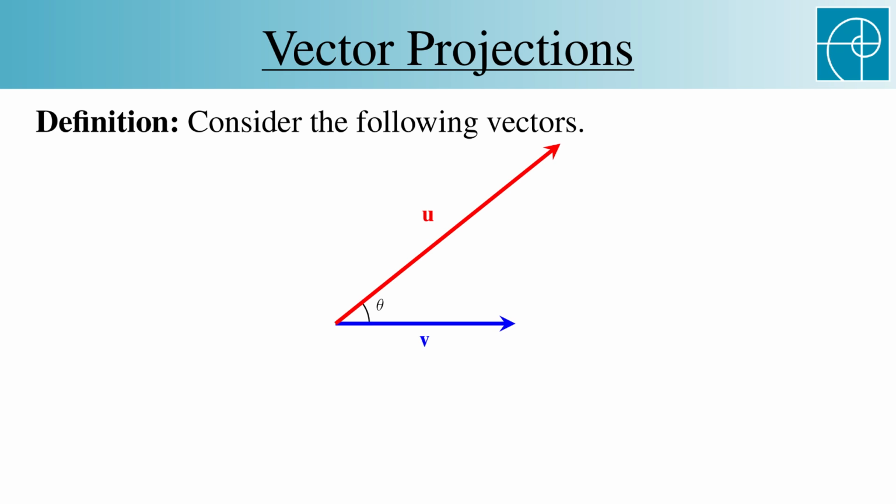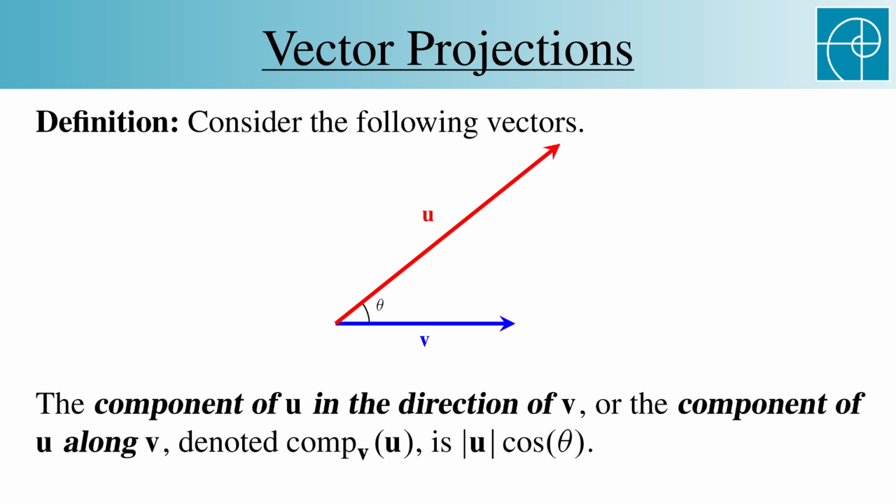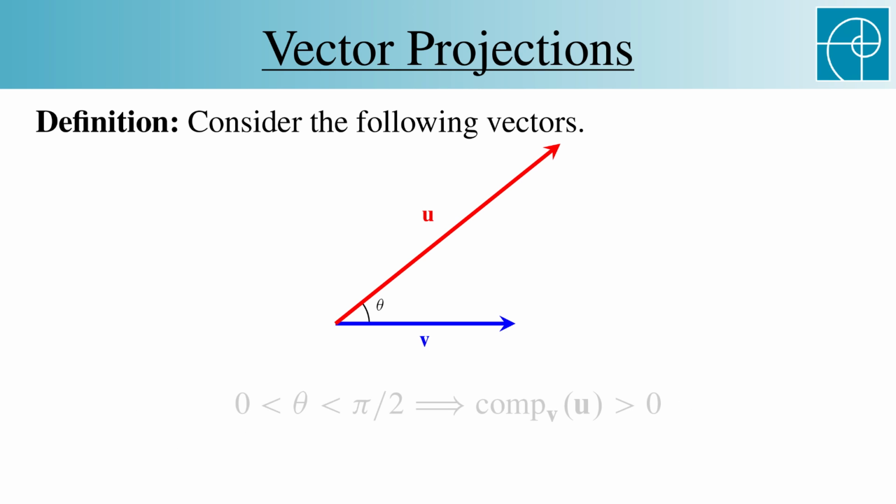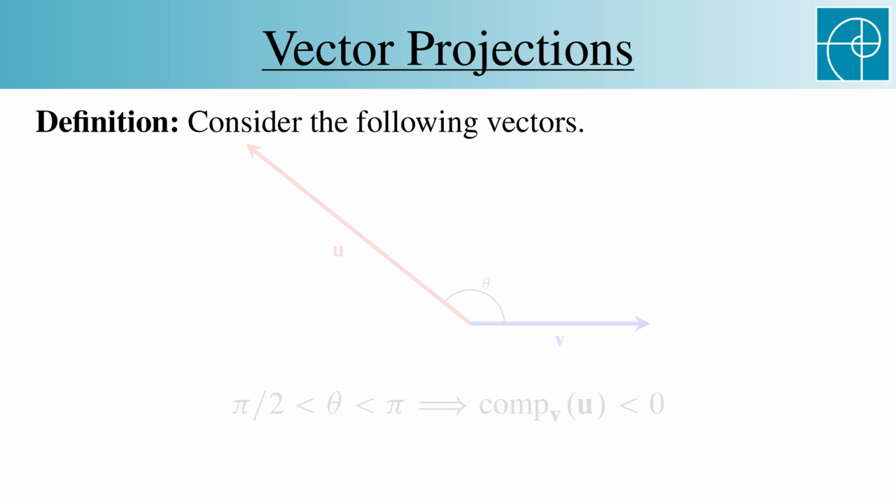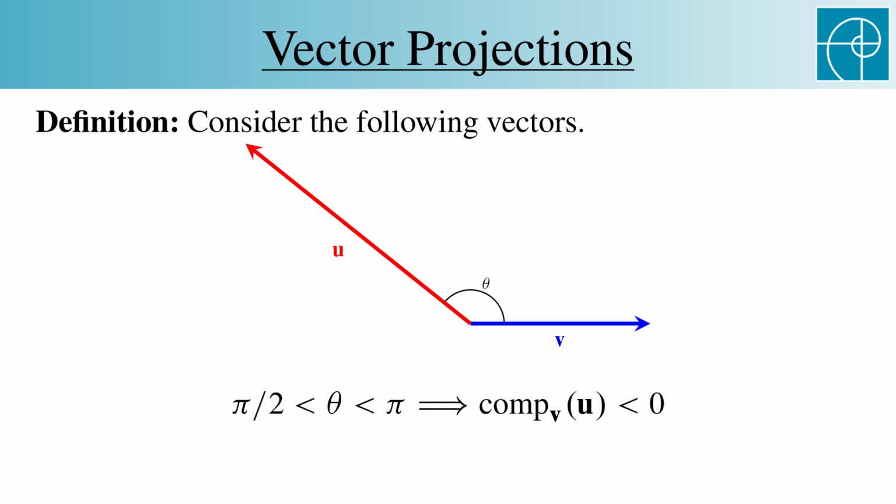Consider the vectors u and v and an angle theta between them. The component of u in the direction of v, or the component of u along v, denoted by comp sub v of u, is the magnitude of u times cosine of theta. We can think of this as a signed magnitude, since if theta is between 0 and pi over 2, then the component is positive, and if theta is between pi over 2 and pi, then the component is negative.